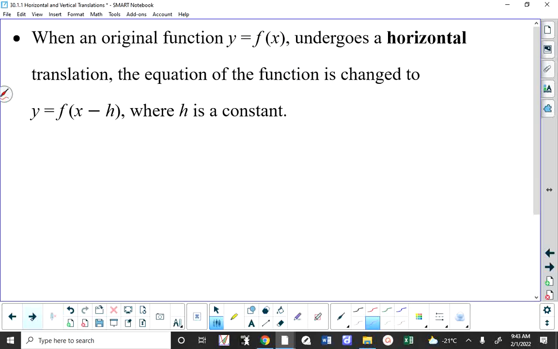When an original function, f of x, undergoes a horizontal translation, the equation of the function is changed to y equals f of x minus h. Now, this is the thing that gets confusing. What does f of x minus h mean? It means that in f of x, every place there's an x, you write x minus h.